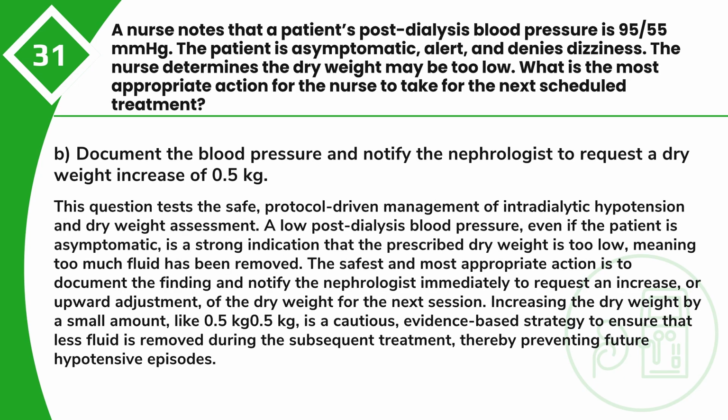Document the blood pressure and notify the nephrologist to request a dry weight increase of 0.5 kg. This question tests the safe, protocol-driven management of intradialytic hypotension and dry weight assessment. A low post-dialysis blood pressure, even if the patient is asymptomatic, is a strong indication that the prescribed dry weight is too low, meaning too much fluid has been removed.